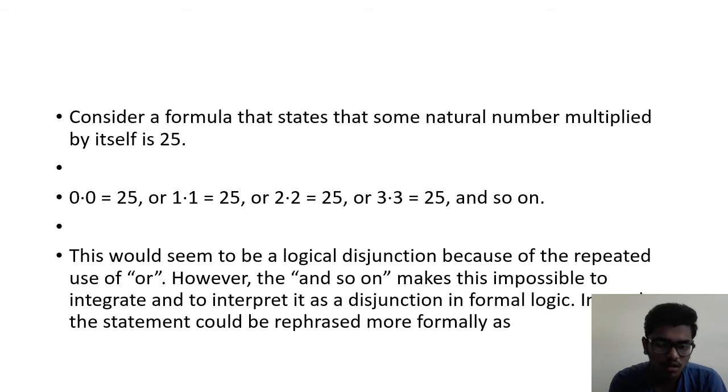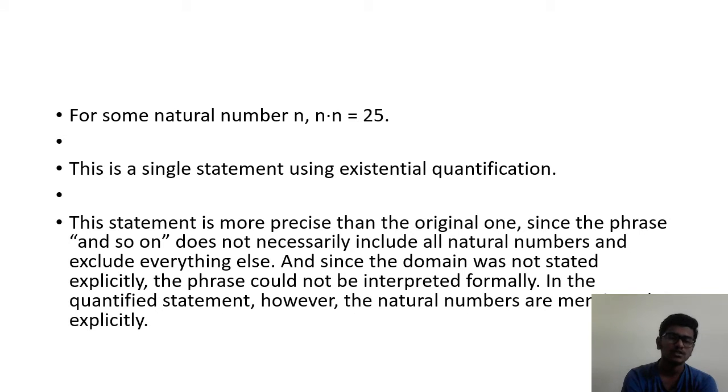Instead, the statement could be rephrased more formally as, for some natural number n, n into n equal to 25. This is a single statement using existential quantification. This statement is more precise than the original one, since the phrase "and so on" does not necessarily include all natural numbers and exclude everything else. And since the domain was not stated explicitly, the phrase could not be interpreted formally.